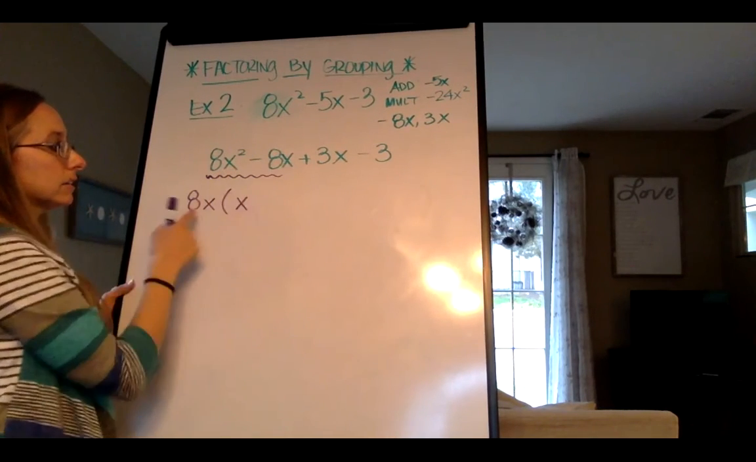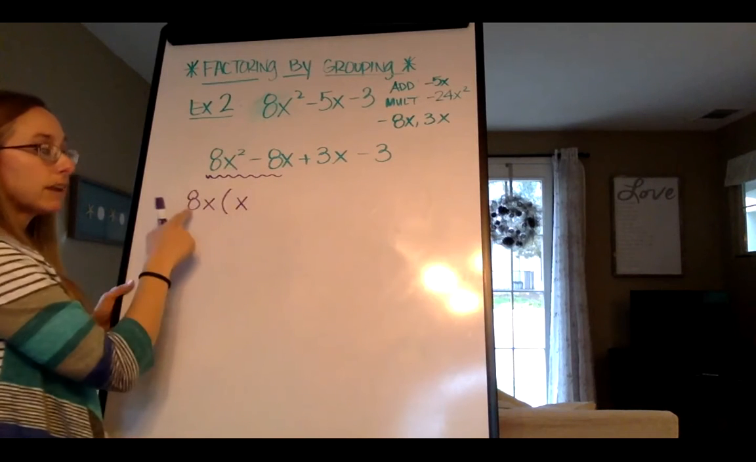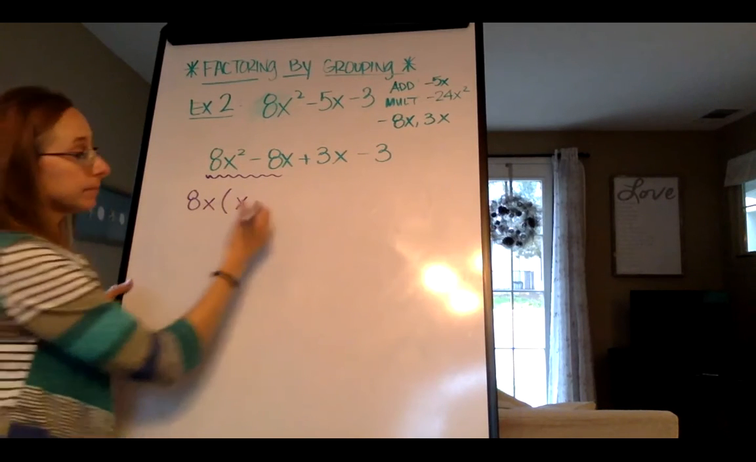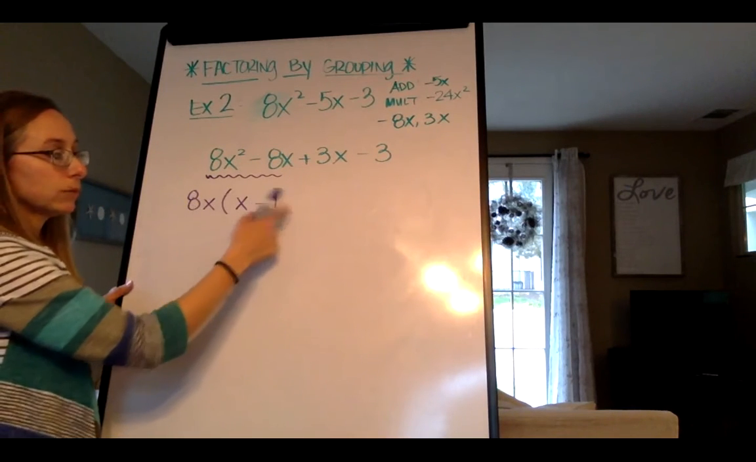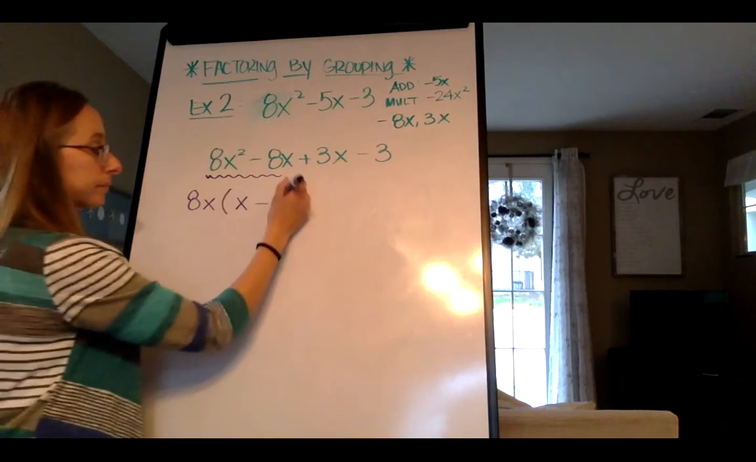Negative 8x divided by 8x. Negative 8 divided by 8 is negative 1. And x divided by x is just 1. So negative 1 times 1 is still negative 1.